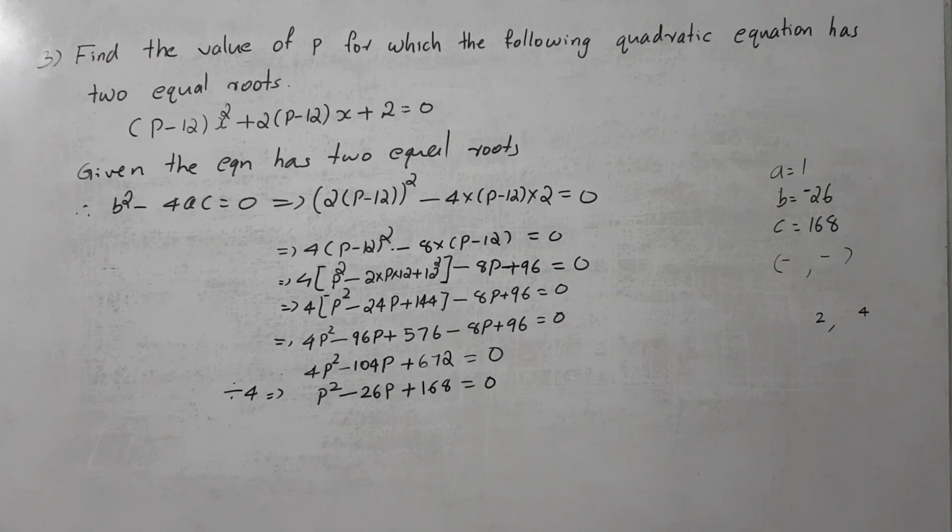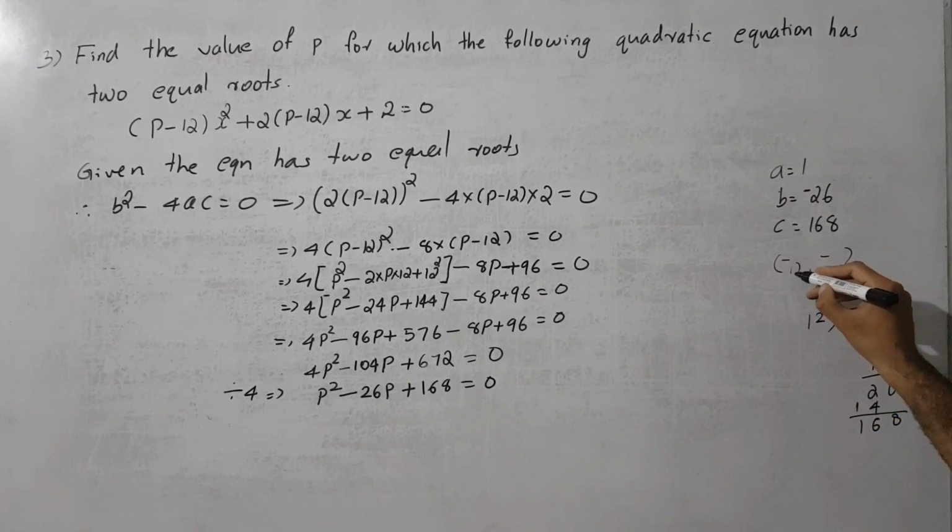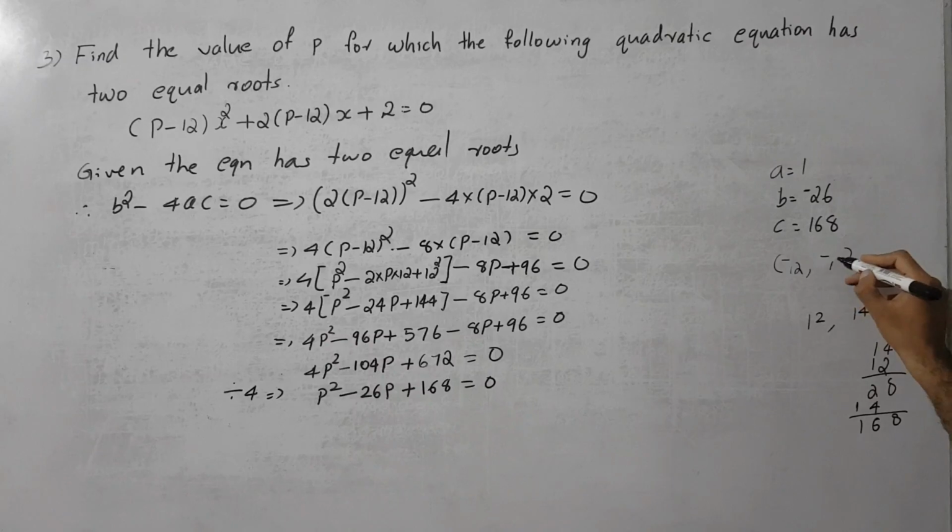Then we change like this. The first number is 12 and 14, we just check. What is 14 into 12? 2, 4, 1, 8, then 6, 1, that is 168. Then 12 plus 14 is equal to 26 also. Then the pair is minus 12 and minus 14.